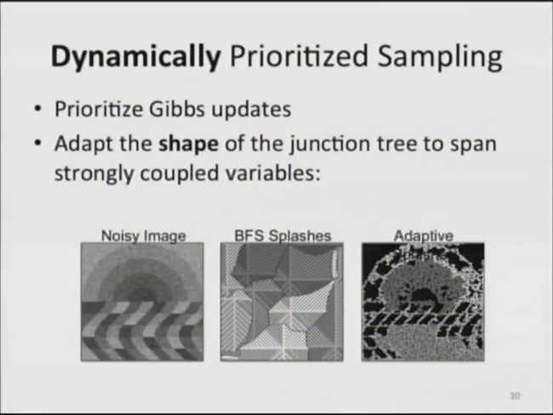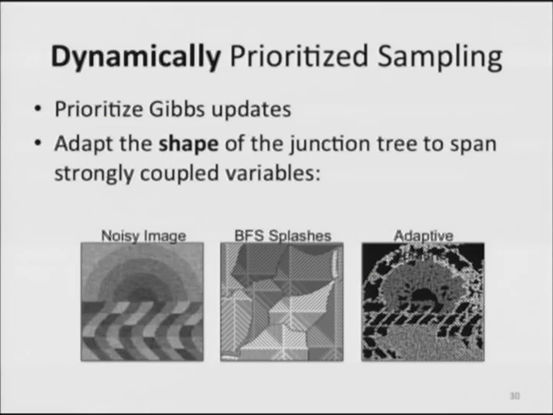So here I have my noisy image on the left. I'm going to introduce a measure of correlation. And so if I do not apply a measure of correlation, I get these regular structures. So these are the breadth-first search spanning trees, or actually breadth-first search thin junction trees. On the right, if I apply adaptivity, I'm allowing my sampler to actually grow to regions in the graph. So it's going to do a block update to regions of strong correlation.